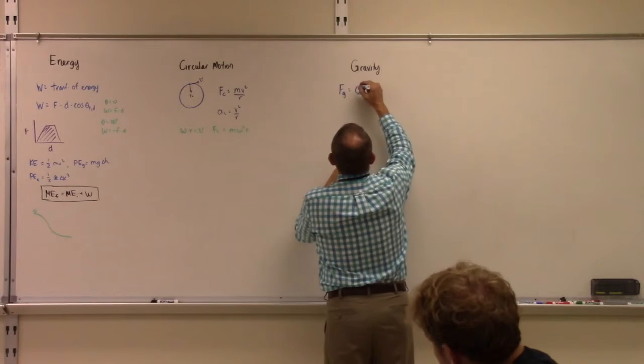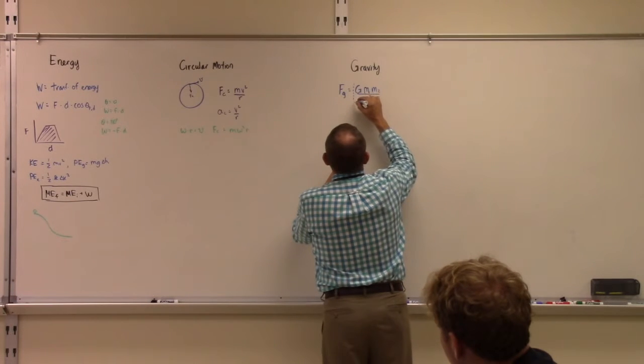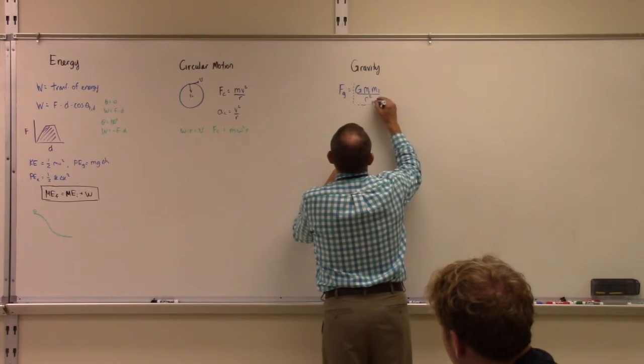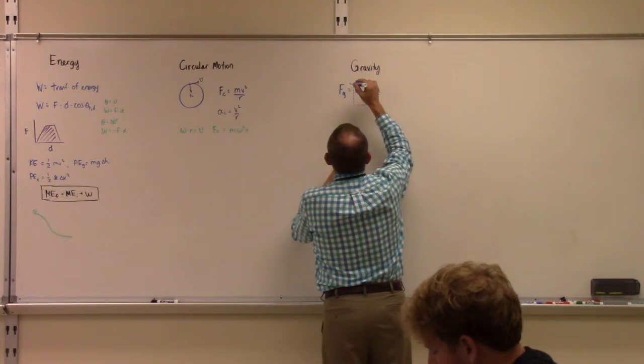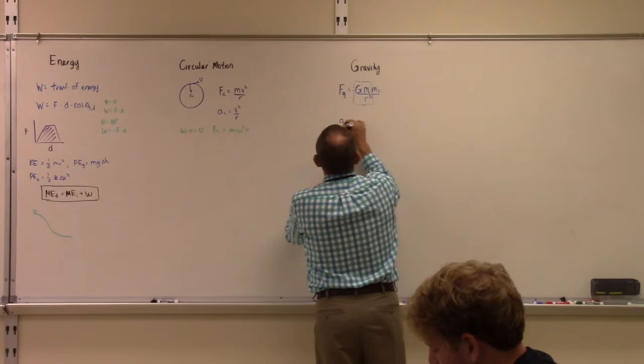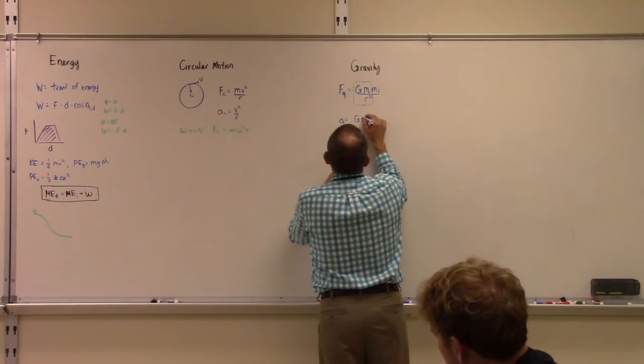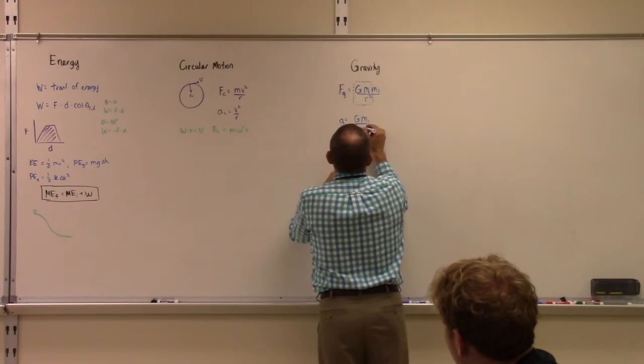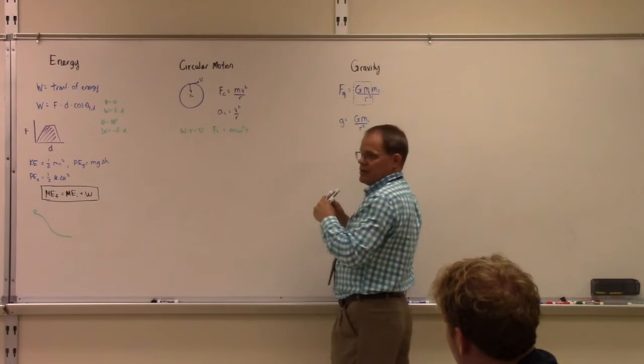We sometimes call this part of our equation right here the local acceleration due to gravity, little g. So little g is big G, the mass of the planet, divided by the radius squared, right?